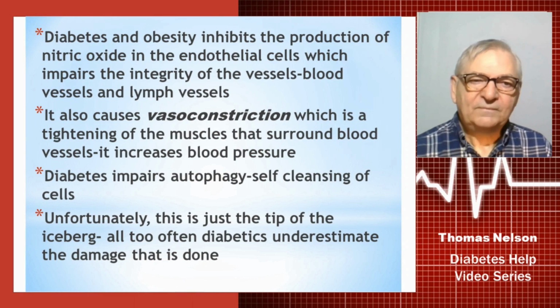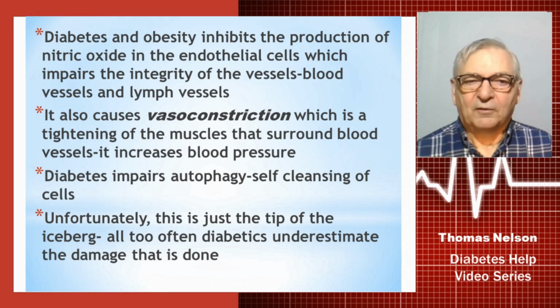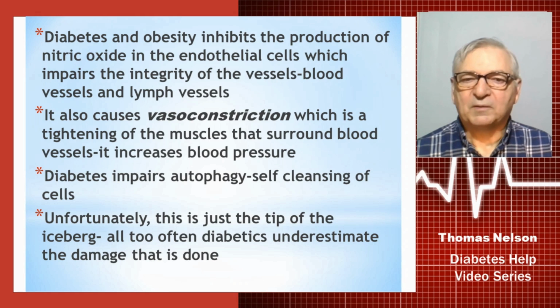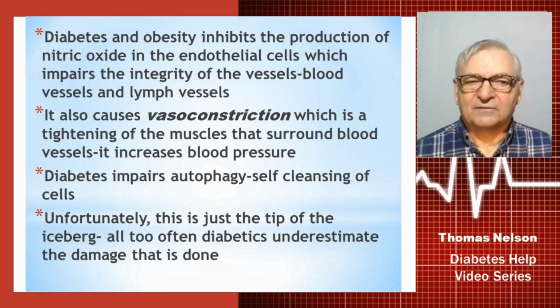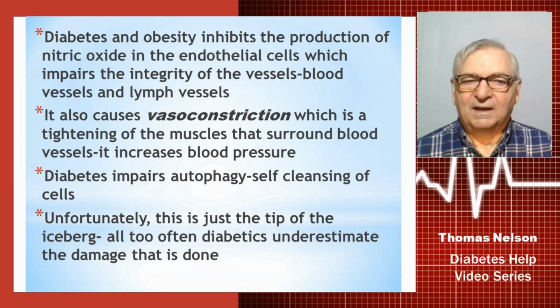Diabetes and obesity inhibit the production of nitric oxide. So if you have diabetes or you're obese, your body does not produce the nitric oxide that's needed to keep the integrity, the health of your vessels in a pristine state. That's not only your blood vessels, but your lymph vessels as well. So when that happens, it causes vasoconstriction. And vasoconstriction means that the muscles around the blood vessel will tighten, and it'll constrict the flow of blood through that vessel. It will increase your blood pressure.